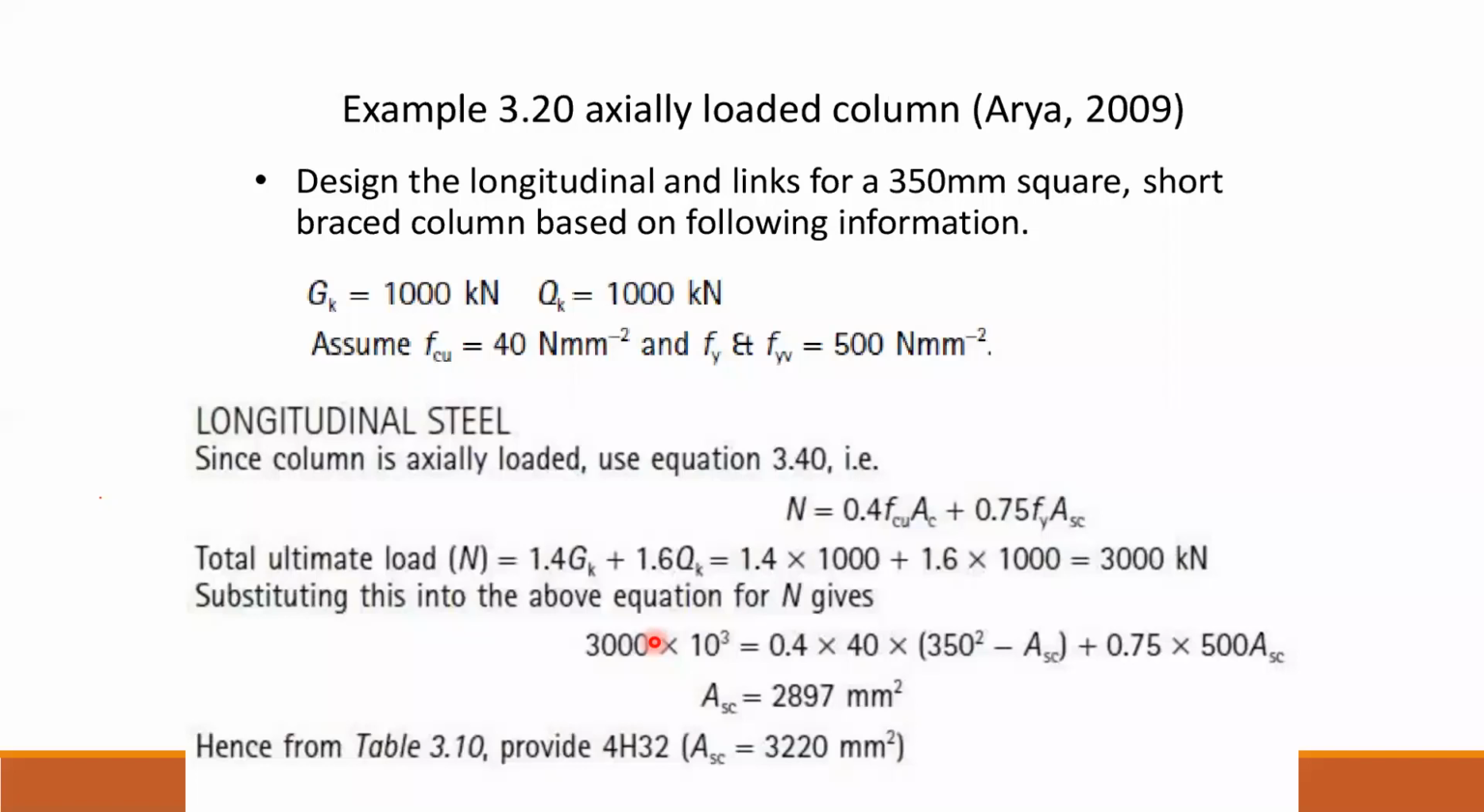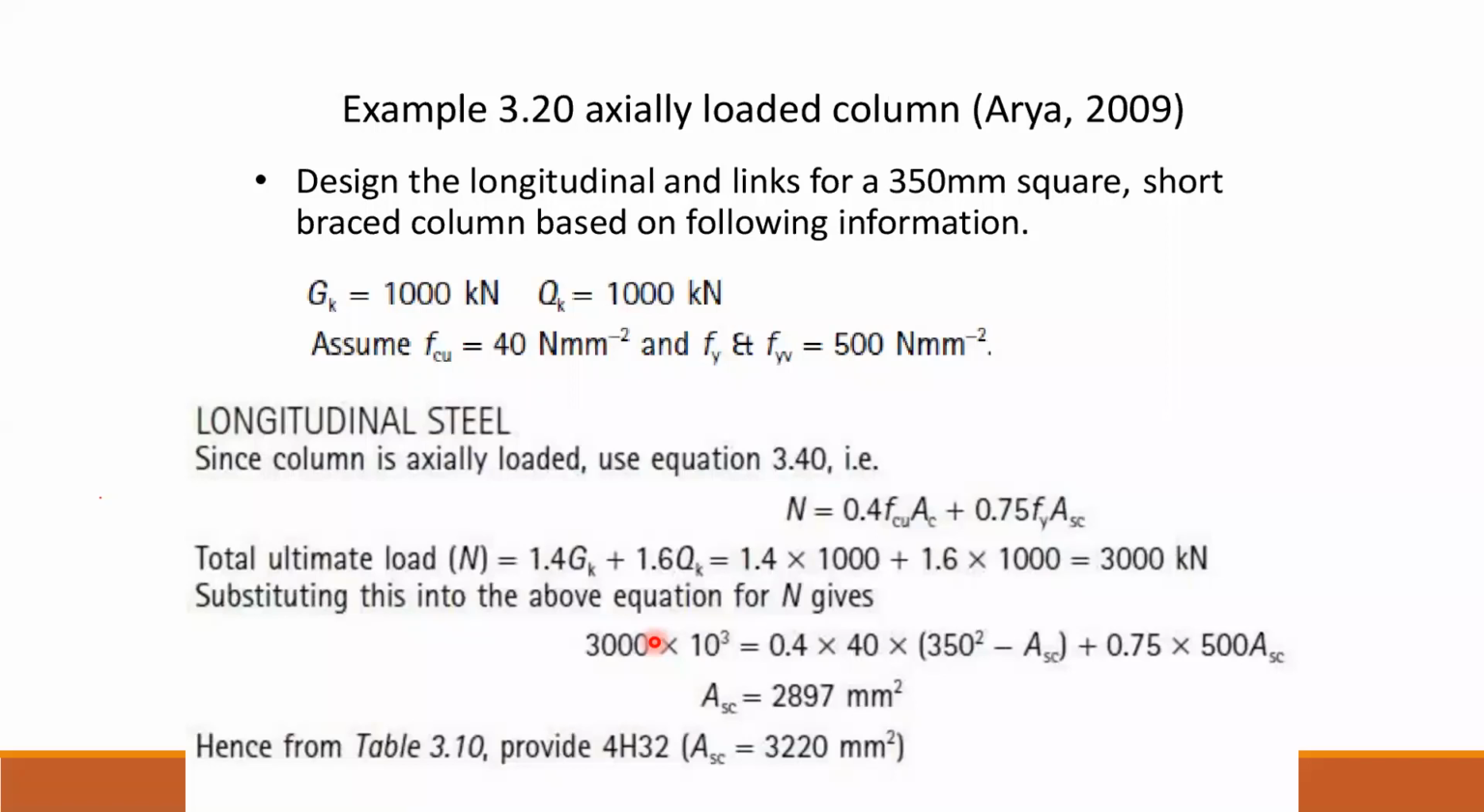Example 3.2, this is the axially loaded column. Design the longitudinal bars and the links for a 350 millimeter square short braced column on the following information. GK is 1000 kilonewton, QK is 1000, assume FCU, everything is given. Let us quickly calculate with the equation given here. N is equal to 0.4 FCU AC plus 0.75 FY ASC. The total ultimate load is 1.4 GK plus 1.6 QK, which comes to approximately 300 kilonewtons.